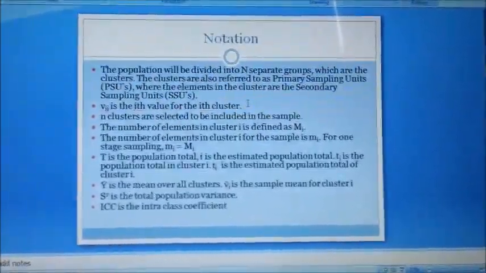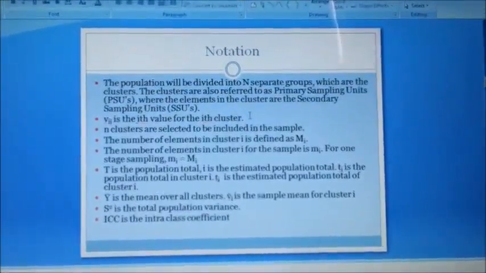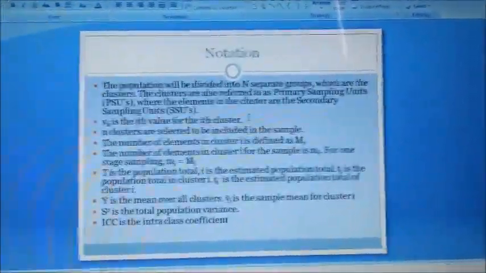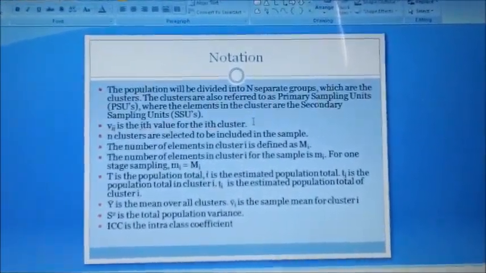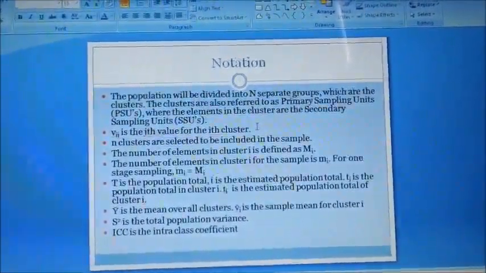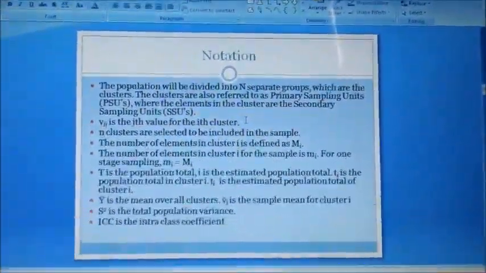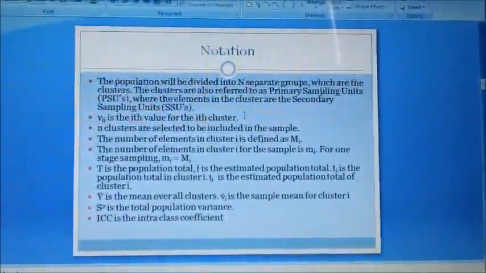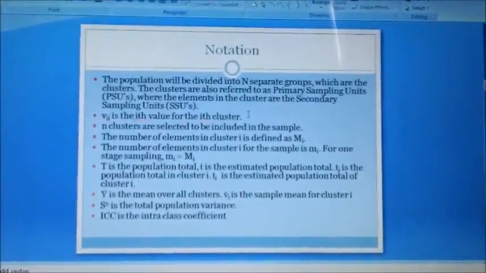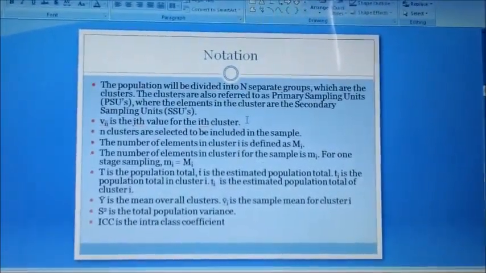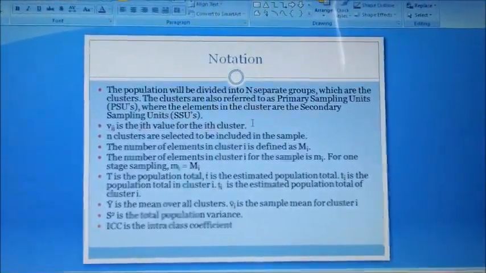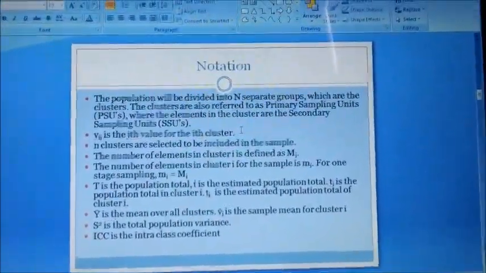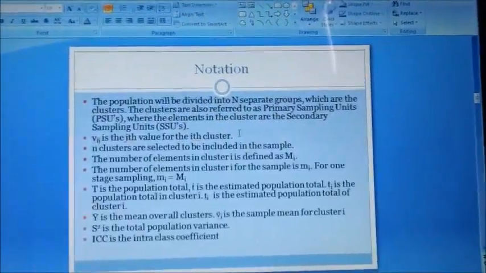Yij is used to denote the jth value for the ith cluster. So, say a student's grade, the jth student's grade in the ith cluster. n clusters are then selected to be included in the sample. So capital N is used to show the total number of clusters used, and little n is the number of clusters picked for the sample. The number of elements in cluster i is defined as Mi, and the number of elements in cluster i for the sample is lowercase mi. So for one-stage sampling, since all elements in each cluster are used, lowercase mi is equal to uppercase Mi.